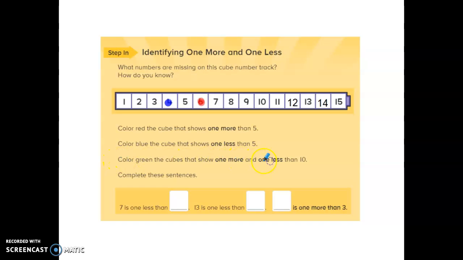Color green the cubes to show 1 more and 1 less than 10. We'll find 10, here we go. 1 more, go to the right, 11. 1 less, go to the left, 9. You see how I went back to 10? I was like, okay, 10, 1 more. And then I went back to 10 to do 1 less. Make sure you're reading your instructions carefully. And then fill in the sentence down here.